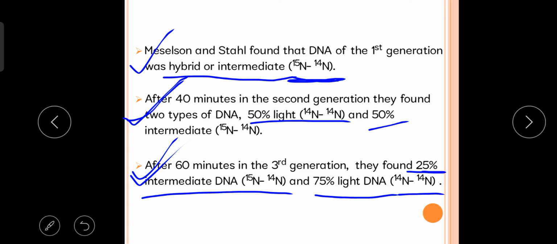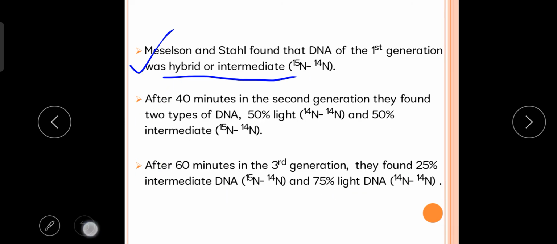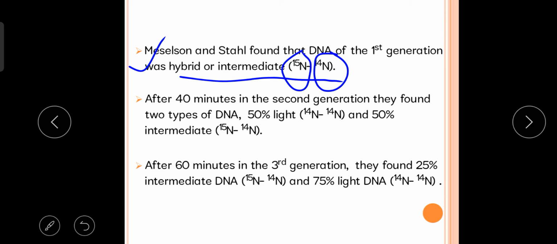Very important, this slide is very important. Meselson and Stahl observed that after the first generation, after 20 minutes of transfer of E. coli bacteria from the 15N medium to 14N medium, they found that in the new generation the DNA molecules are hybrid or intermediate. That means one strand contains 15N, one strand contains 14N, where this 14N is the new strand and 15N is the parent strand. Remember, all the new strands will be 14N and 14N.